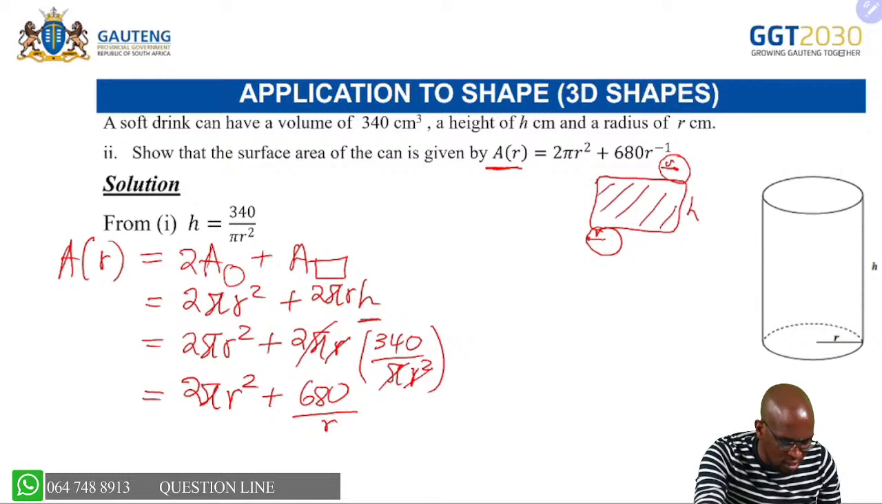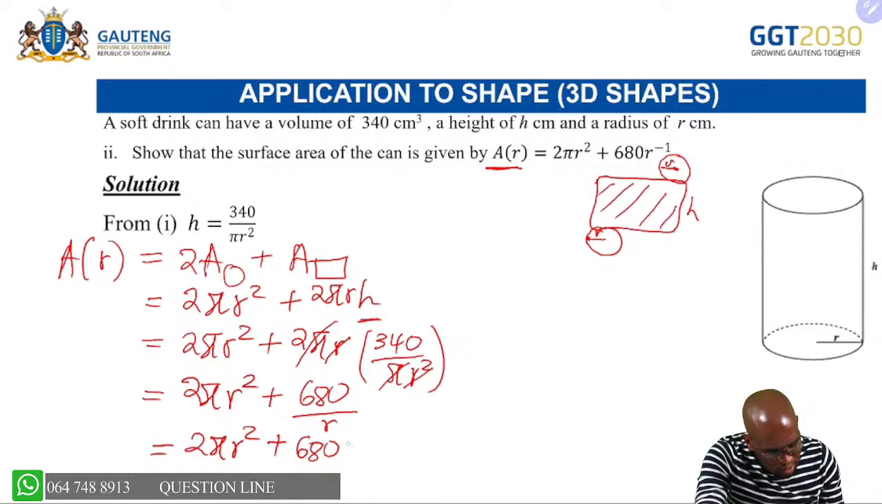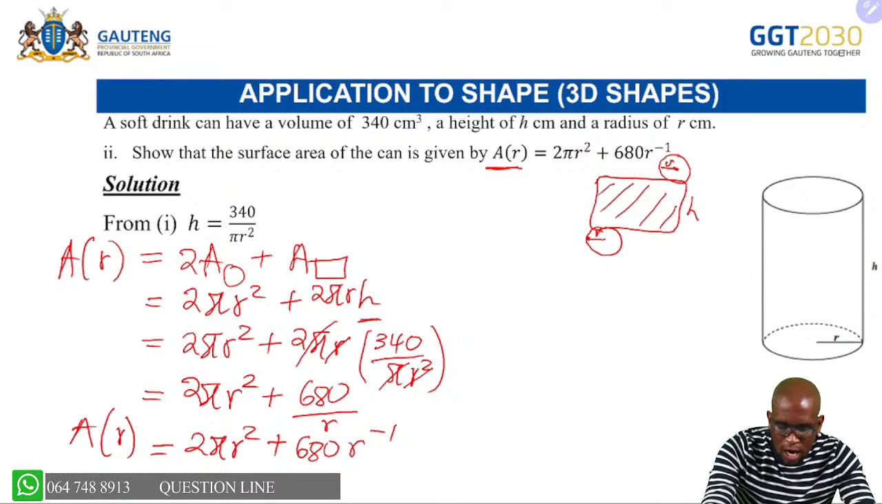Now, if we use the inverse law of exponents on the r that is on the denominator, we get 2 pi r squared plus 680 r to the minus 1. This is the objective function A of r. So now we've proved that A of r is given by 2 pi r squared plus 680 r to the minus 1. So we are done with the second part of this.